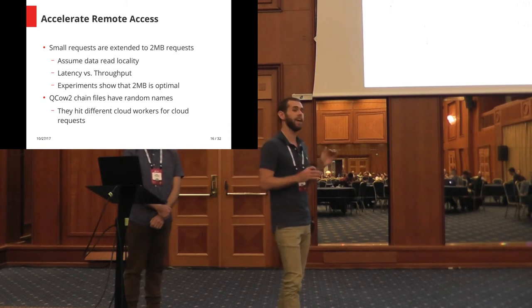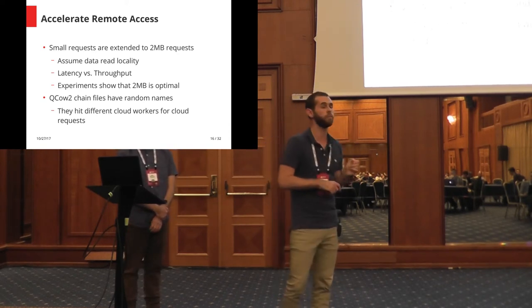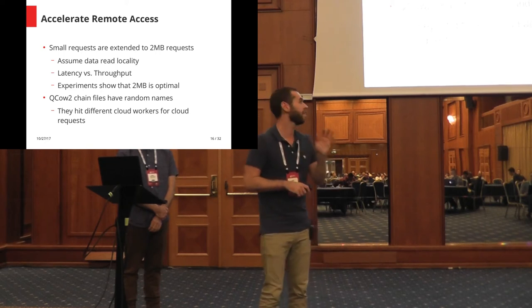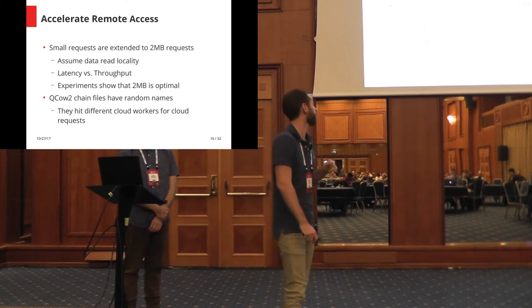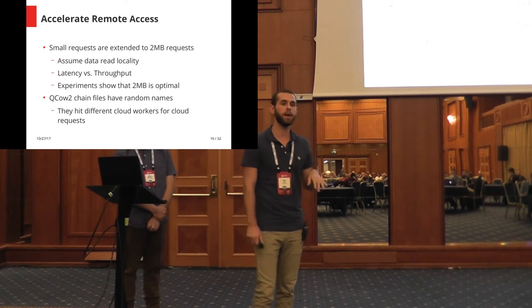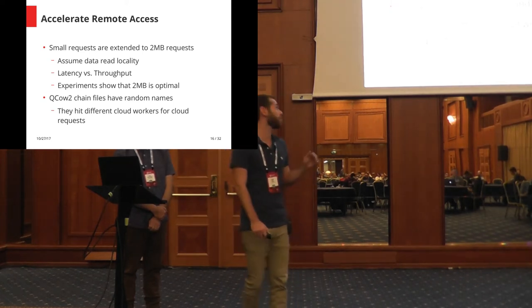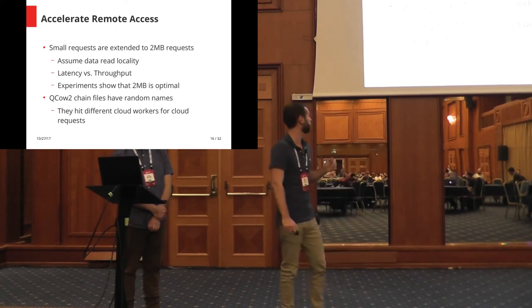Also, we try to balance latency and throughput. We've discovered that extending smaller requests to 2 megabytes does not impact latency significantly, and it greatly improves the throughput. So we did some experiments, and we found out that 2 megabytes is the optimal size on average for the clouds we use today. So that's what we do.